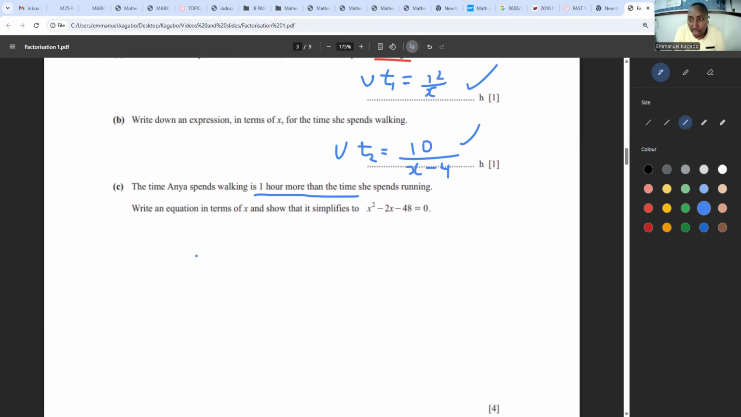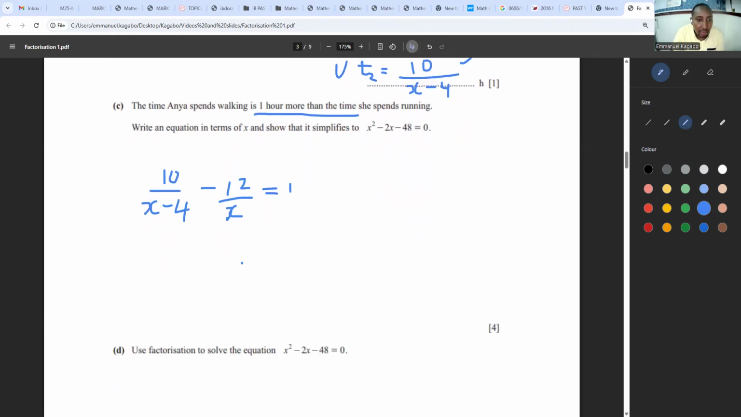So can you be trying the question? Okay, I'm going to do it here. It's going to be 10 over x minus 4 minus 12 over x should be equal to 1. I hope you get what I mean, because they say the time spent walking is 1 hour more, or the difference between them. So what do we do next?